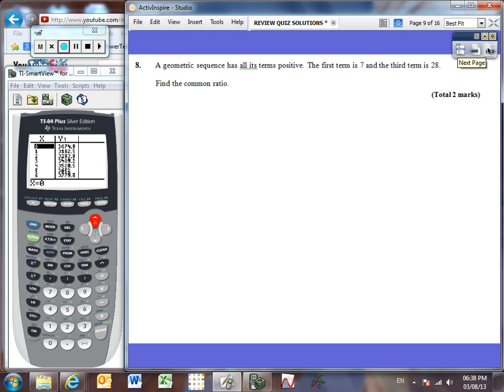Number 8. Geometric sequence, all of its terms are positive. The first term is 7. Well, that's nice information. The third term is 28.